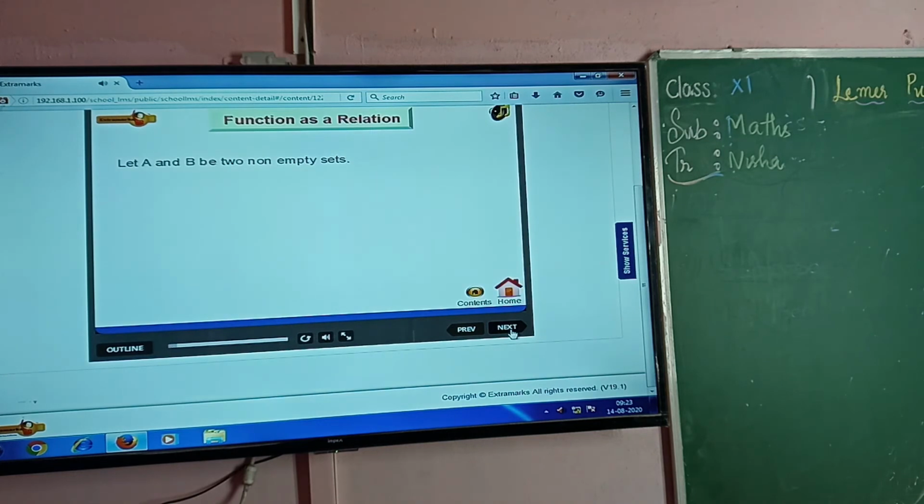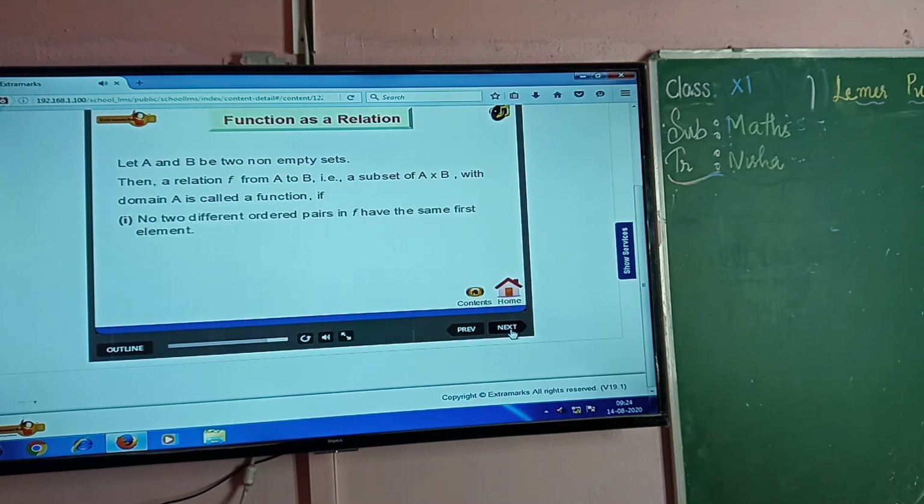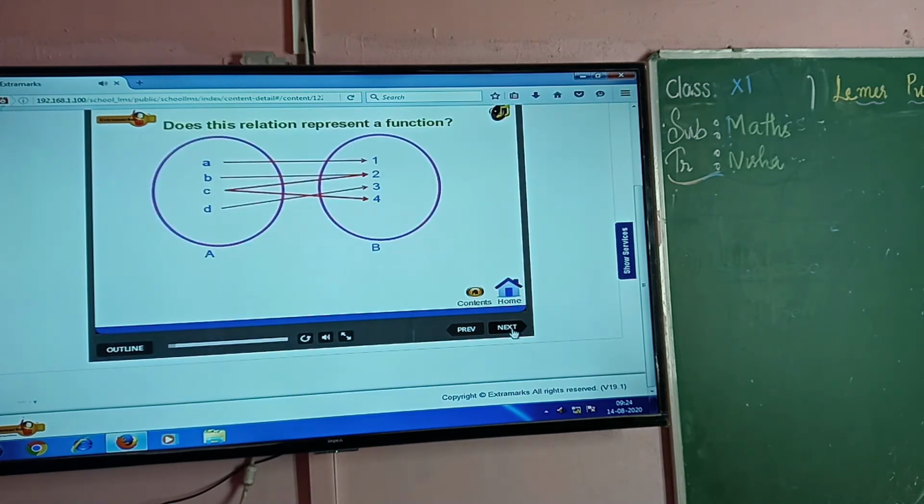Let A and B be two non-empty sets. Then, a relation f from A to B, that is, a subset of A cross B, with domain A is called a function if no two different ordered pairs in f have the same first element, and each element of A appears in some ordered pair of f. Does this relation represent a function? No, this relation does not represent a function as c has two images, 2 and 4.